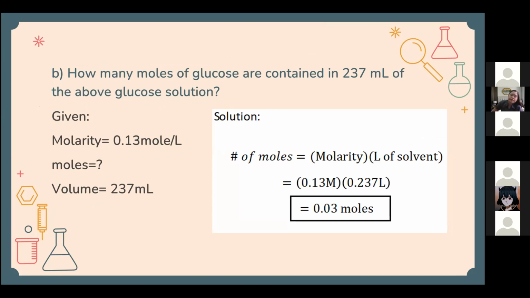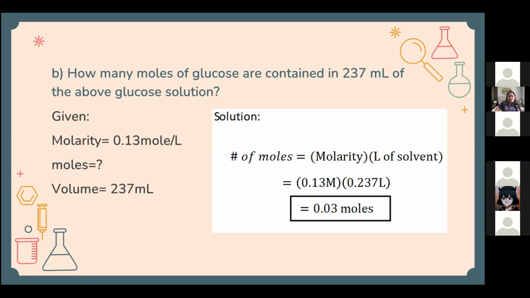So the formula for the number of moles is equals to molarity times liter of solute po. Yan siya guys, sorry po. And then the value for molarity is 0.13 M times 0.237 liters. So dito, na-convert na po si 237 ml from ml to liters. So our answer for that, or our value for moles, is 0.03 moles.